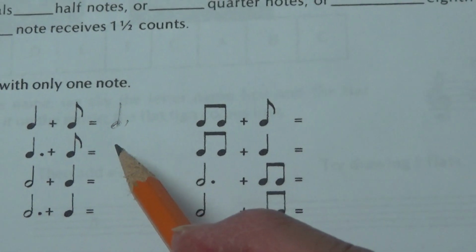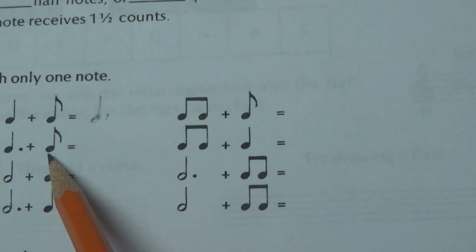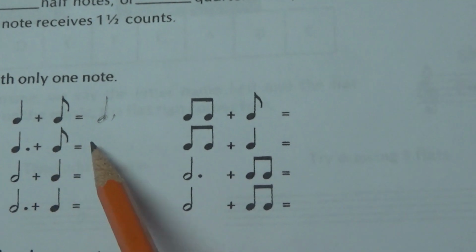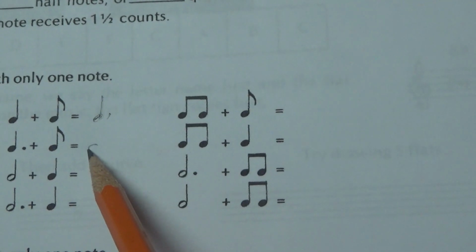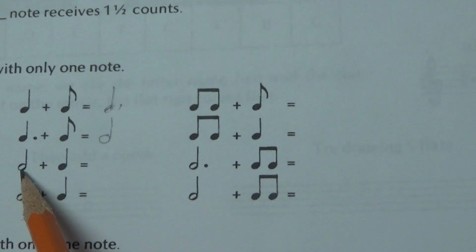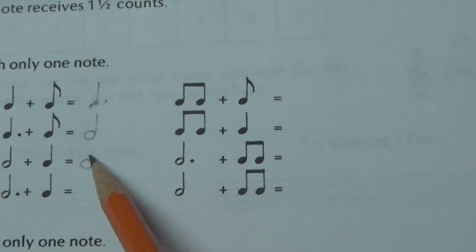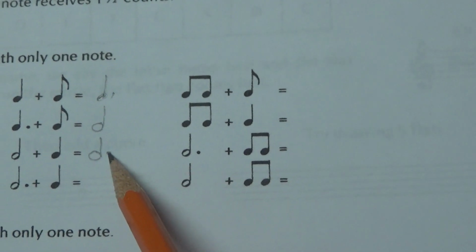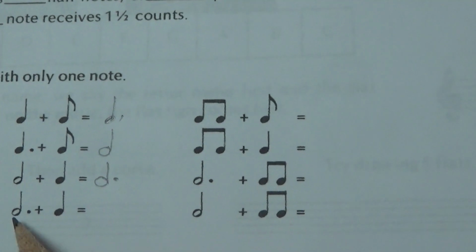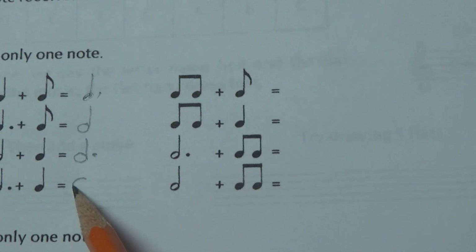1.5 beats. Then a dotted quarter note plus an 8th note. This is 1.5 plus half, which is equal to 2 beats. So then we'd write the half note. Half note is 2 plus 1, which is equal to 3 beats. So the dotted half note is equal to 3 beats. Dotted half note is 3 plus 1 is 4, so a whole note is equal to 4 beats.